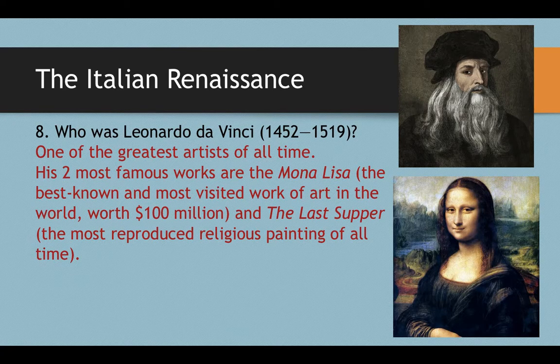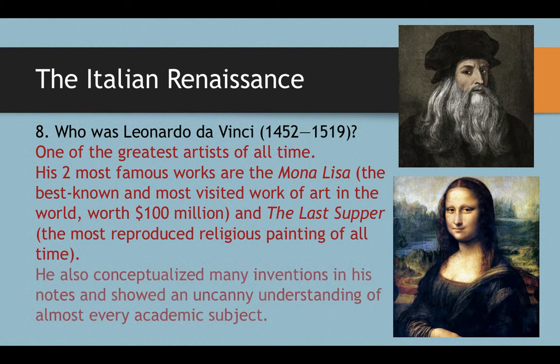It's worth an estimated $100 million. It's housed at the Louvre in Paris, and just simply put, the most famous painting of all time. And then he also painted The Last Supper, and this is the most reproduced religious painting of all time. I'm sure that'll look very familiar to you when we look at it. But Leonardo da Vinci also conceptualized a lot of different inventions in his notes, okay?